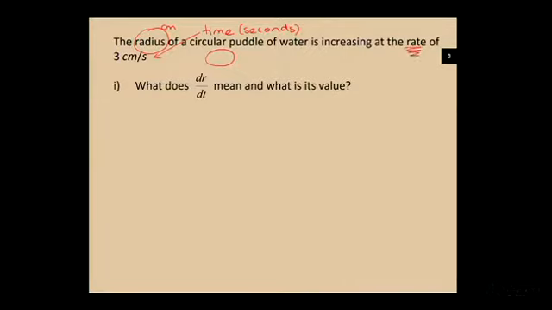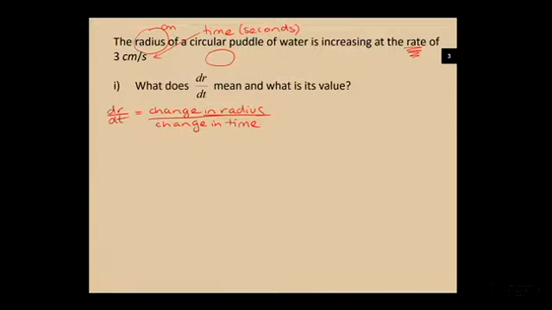Now this is different to the first question. The first question just told you what the area was. This is telling me the rate. So first up, it says, what does dr dt mean? And in the question, there's not much there, but what is its value? So dr dt, what do you think you're measuring when you say dr dt? It's the change in radius over the change in time. Change in the radius compared to a change in time.